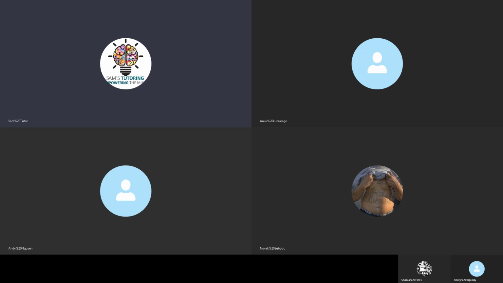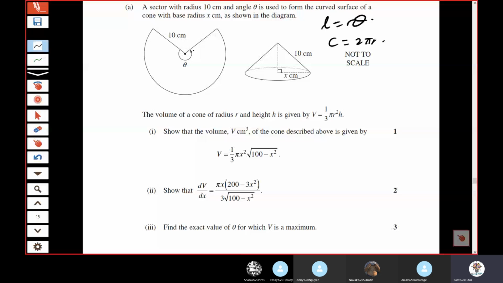A sector with radius 10 centimeters and angle theta is used to form the curved surface of a cone with base radius x centimeters, as shown. So a sector with radius 10 centimeters is used to form the curved surface of a cone. You guys understand that? So this bit here is this curved bit here. We get that, right? The volume of a cone of radius r and height h is given by this. I gave you the formula because some students don't remember it. Show that the volume of the cone described above is given by this.